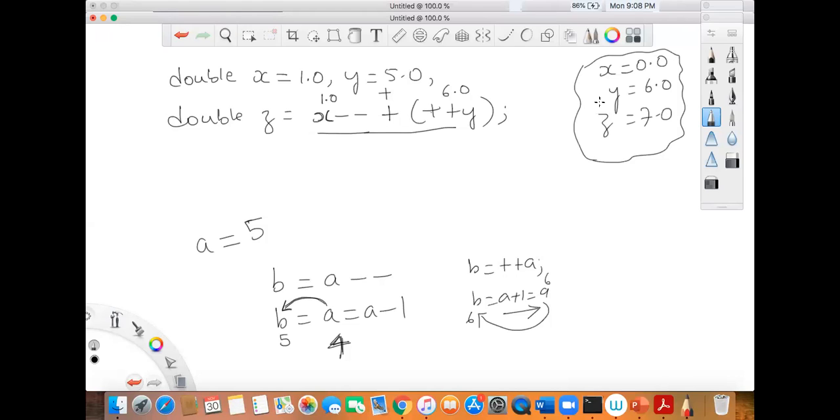Niveta, unary operator associativity is from right to left. Yes, Niveta, it is right to left, for your not operator and all that. But be careful, the unary operator behaves slightly differently, in the same way that I have shown to you. The output would be X, Y, and Z as 0.0, 6.0, and 7.0.